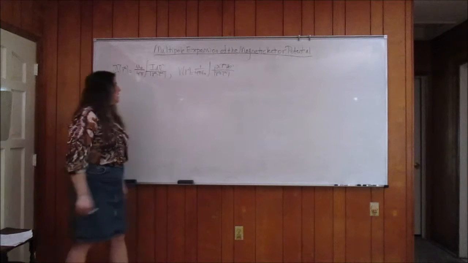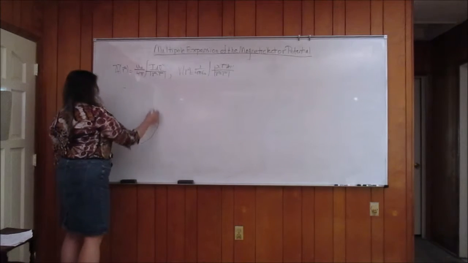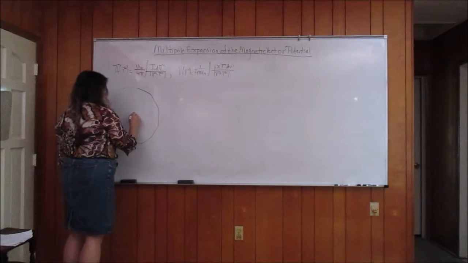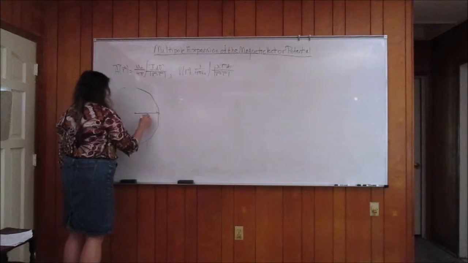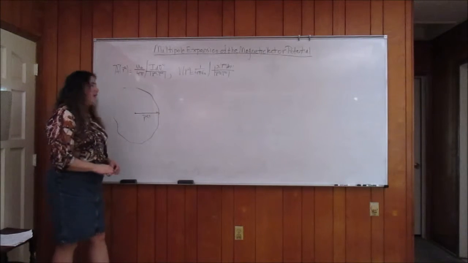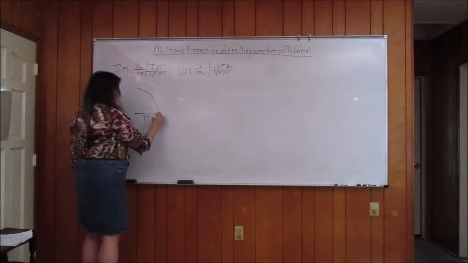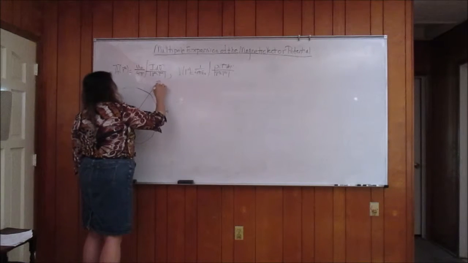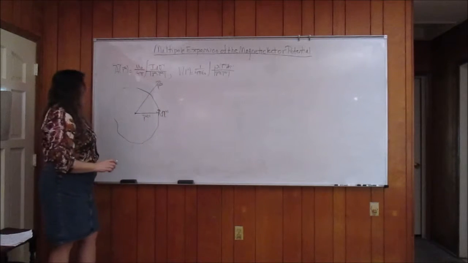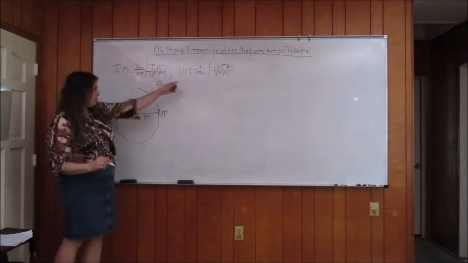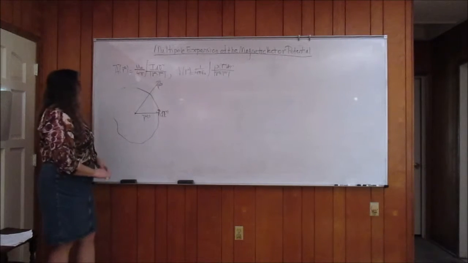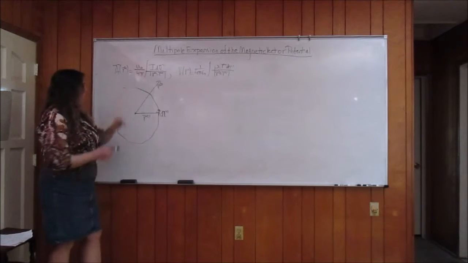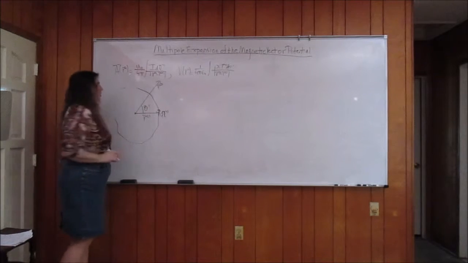Okay, so sketch out a loop here. As is usually the case, R prime represents the source vector, and R represents the field vector or observation vector. Our goal here, just as with the electrostatic potential, is to derive an expression for the magnetic vector potential that is valid for distant currents. So we call this angle here theta prime.